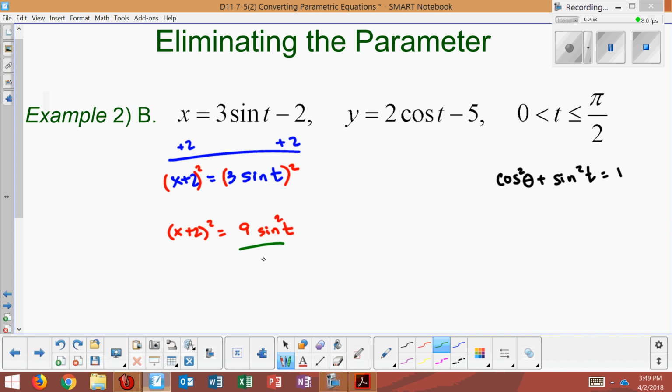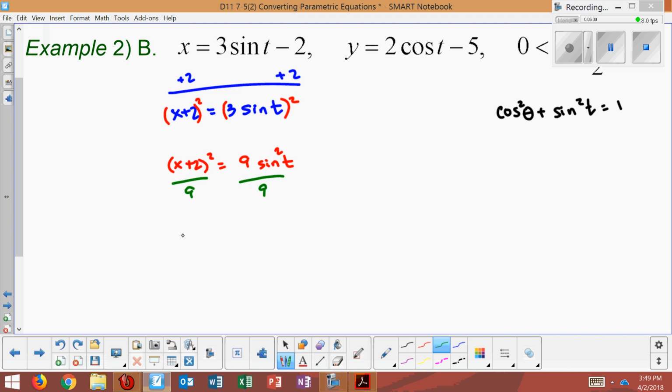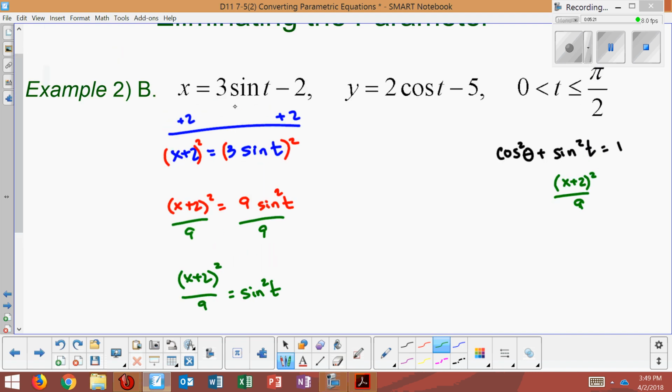And so you now divide by 9. And so we get that x plus 2 squared over 9 equals sine squared t. So that's going to replace over here. X plus 2 squared over 9. Now someone might be wondering, I thought sine was supposed to go with x. It is, and it'll affect the orientation of the graph. We'll get to that in a second.